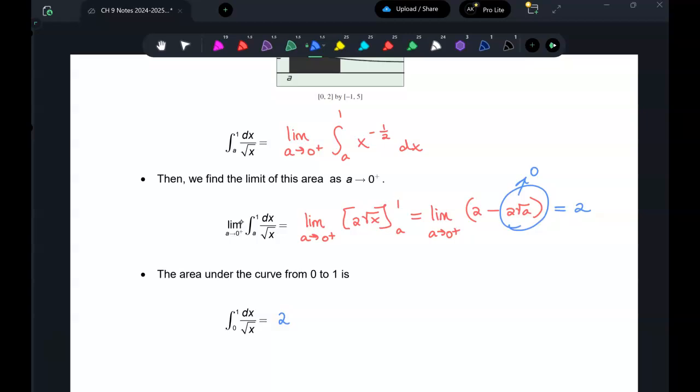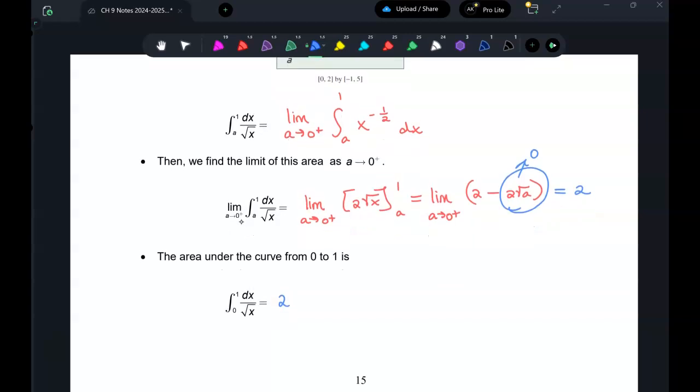So it converges at 2, or is that just the answer? It converges. Yeah, this converges. You could also say this converges.